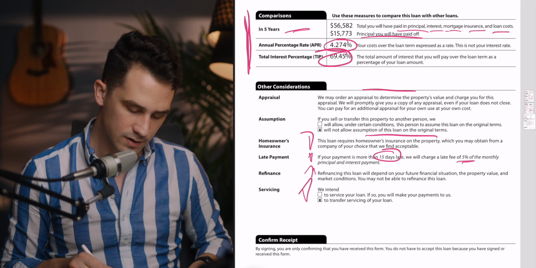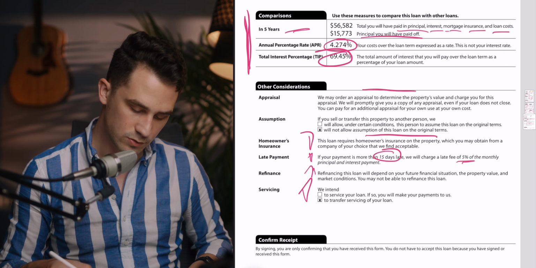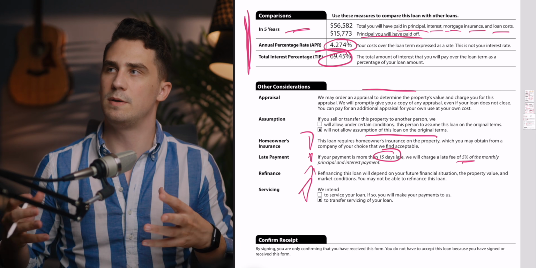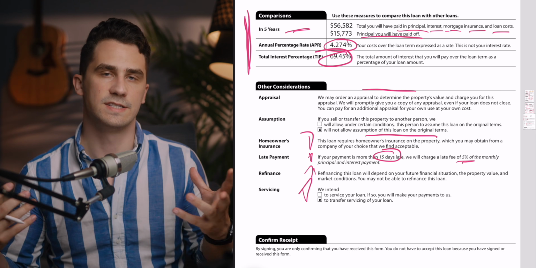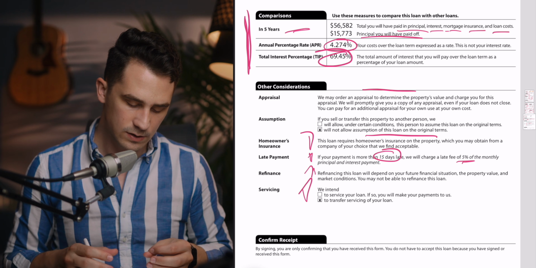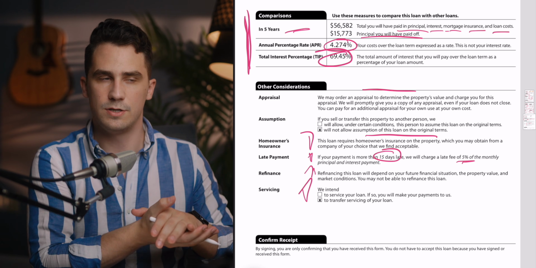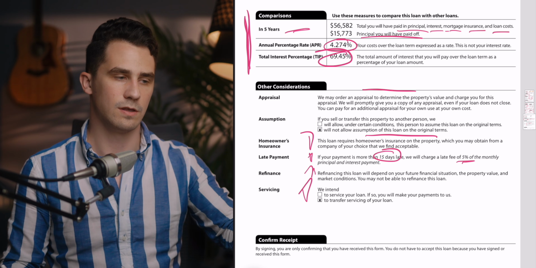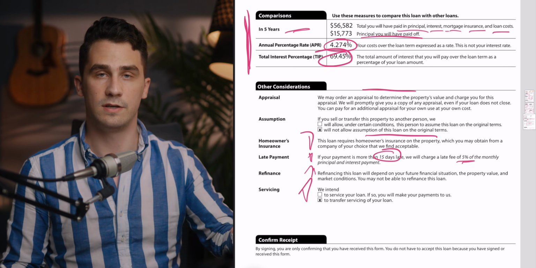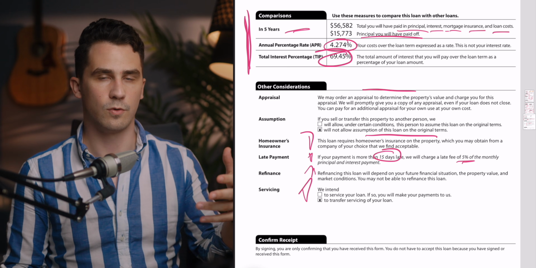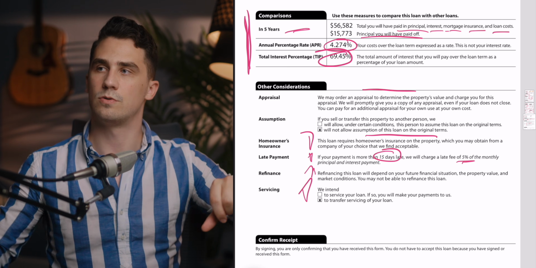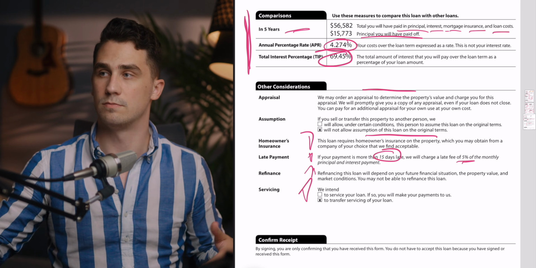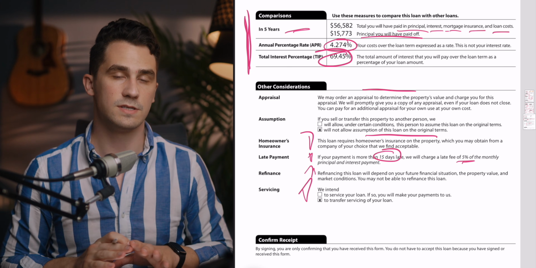And then servicing. We intend to service your loan. If so, you'll make payments to us, or we intend to transfer servicing of your loan. This is when people talk about, are they going to sell my loan or not? Basically what happens is once your loan closes, you then have to make payments to somebody. And that's not always the same company that you closed with. You may have closed with lender A and you've been paying them for a year, and then your loan gets sold to lender B. The only thing that changed is who you're paying those payments to. So you're just paying them to lender B. Loan terms stay exactly the same.